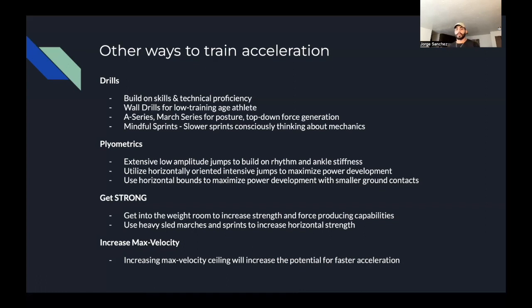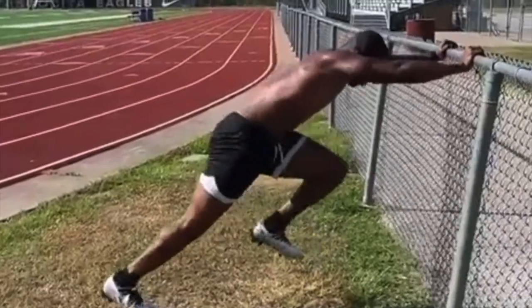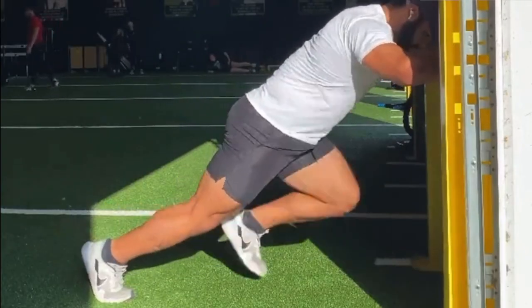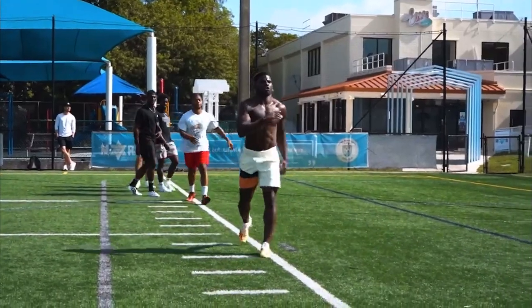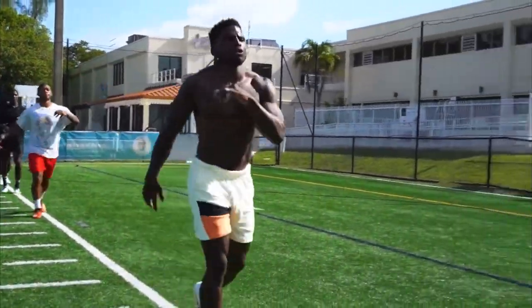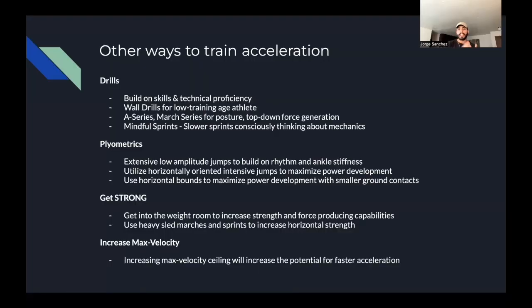Another way you can train acceleration either exclusively or before you do your max effort sprints are with drills. So doing speed drills allows you to build on your skills and technique to move efficiently. Now, some drills that you can do for acceleration are wall drills for posture and body position. You can do the A series and March series for top-down force generation and posture. And then you can do mindful sprints where you move at slower speeds to focus on your mechanics. Now, you want your drills to emulate the technical aspects of acceleration. I use drills as part of the warm-up to repetitively get technique work in every single day.